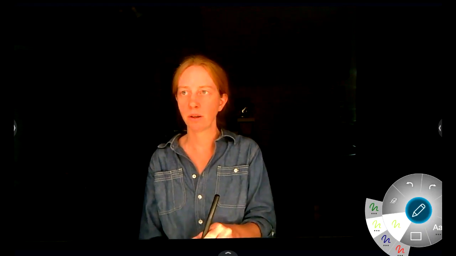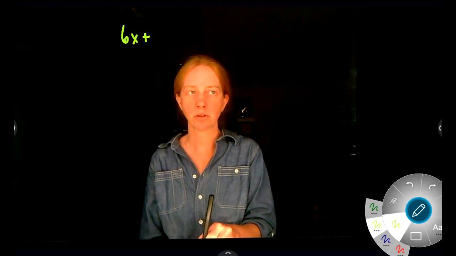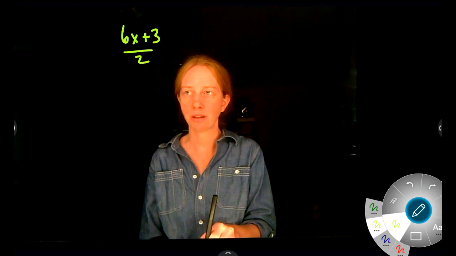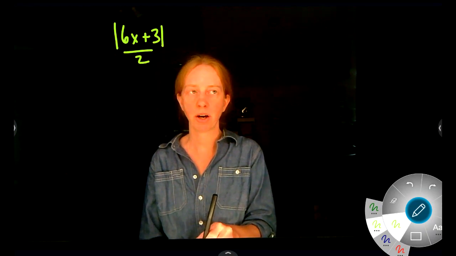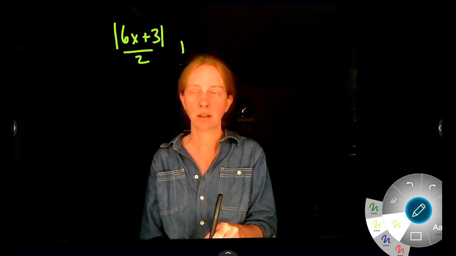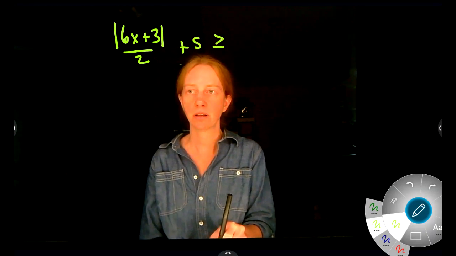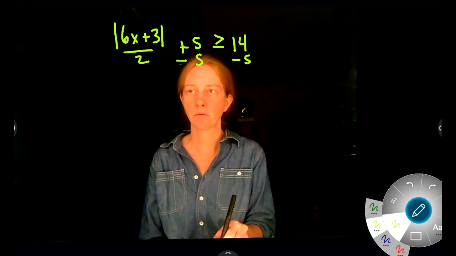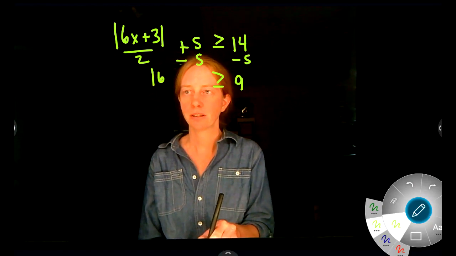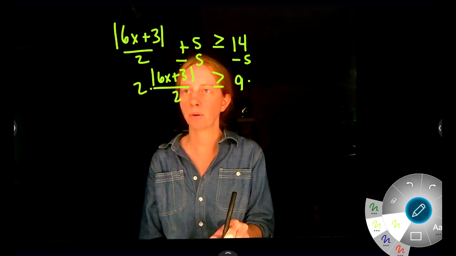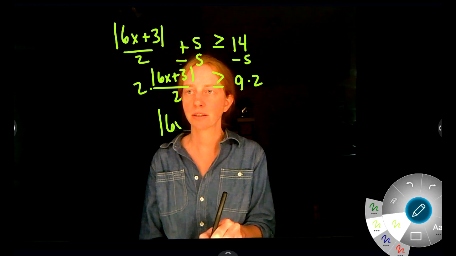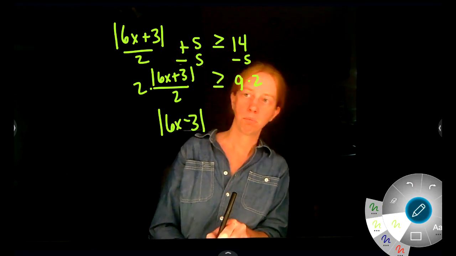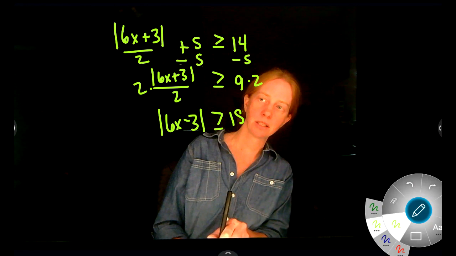So let's do this example as a little fraction, which always makes us nervous, but I believe in you. So we have this absolute value bar over a fraction plus 5 greater than or equal to 14. So let's go ahead and solve for that absolute value. 14 minus 5 is 9. And we still have the 6x plus 3 over 2. Let's multiply by 2 on both sides. So we have 6x minus 3 greater than or equal to 18.